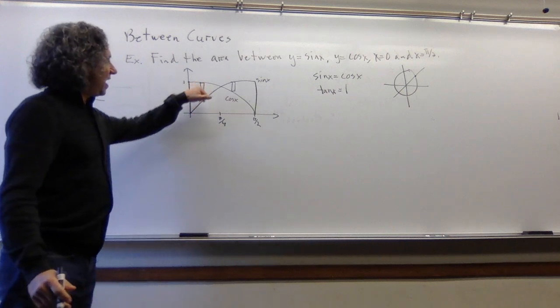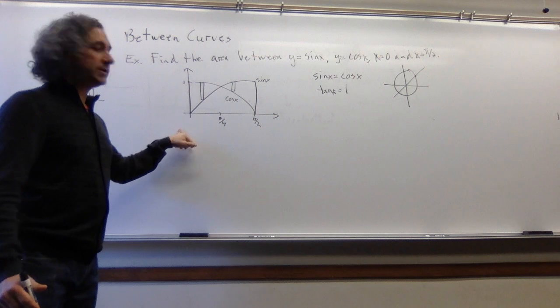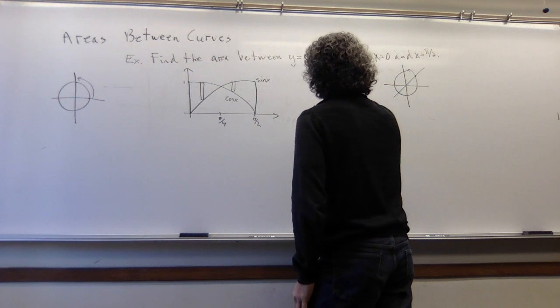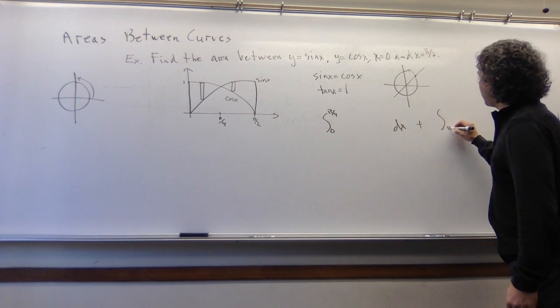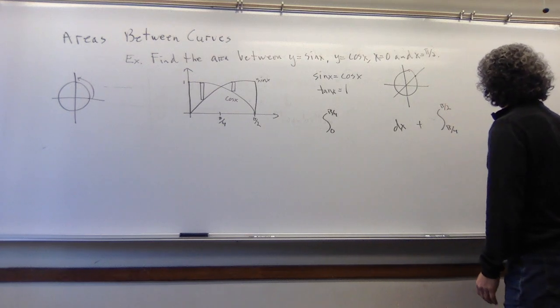And again, I want to find these rectangles here and then these rectangles here. So I'm going to have two integrals. I'm going to integrate from 0 to pi over 4, and we'll fill in the details in a second, plus integrating from pi over 4 to pi over 2. So that'll be a different setup.